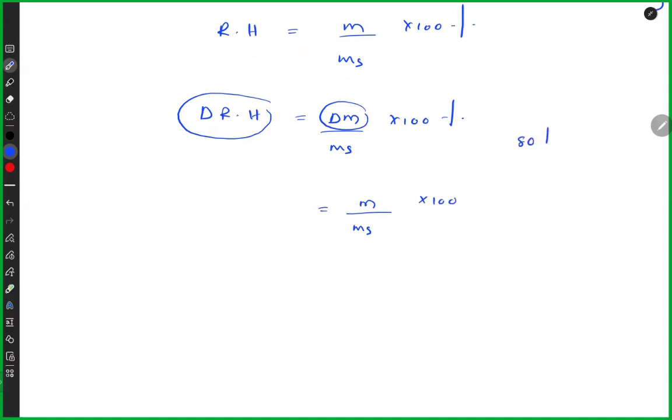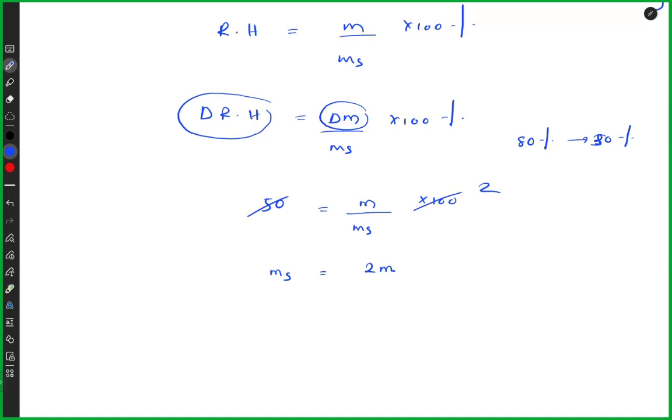Relative humidity has changed from 80% to 30%, right? That means the change in the relative humidity is 50%. Which means the mass to saturate that space is equal to 2 times the mass that the biscuits have absorbed. So we have gotten an expression for the mass to saturate.